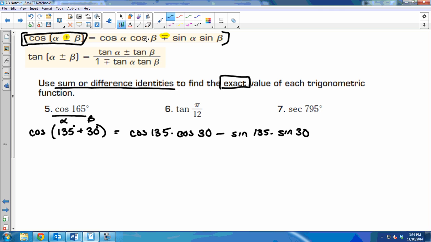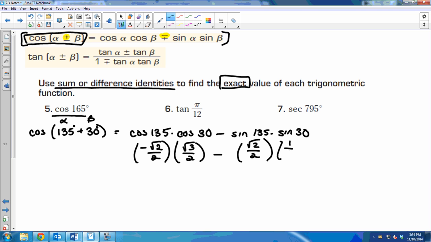So then we're going to just substitute in those unit circle values. So looking at the unit circle, the cosine of 135 degrees is negative square root of 2 over 2. Cosine of 30 is the square root of 3 over 2. Sine of 135 is the square root of 2 over 2. And the sine of 30 is 1/2. So this one doesn't look so bad. We're just going to multiply fractions and simplify.